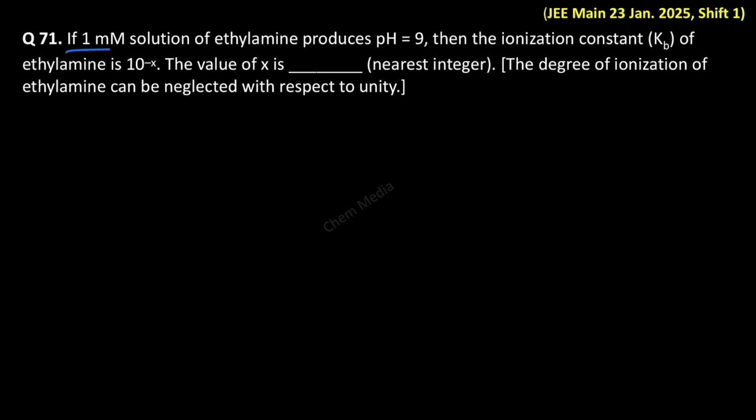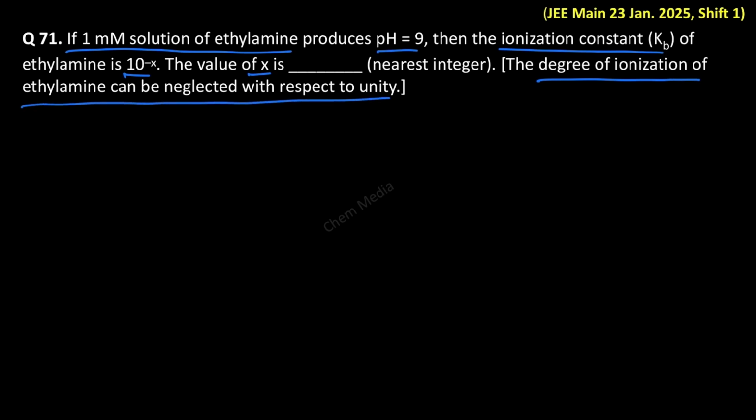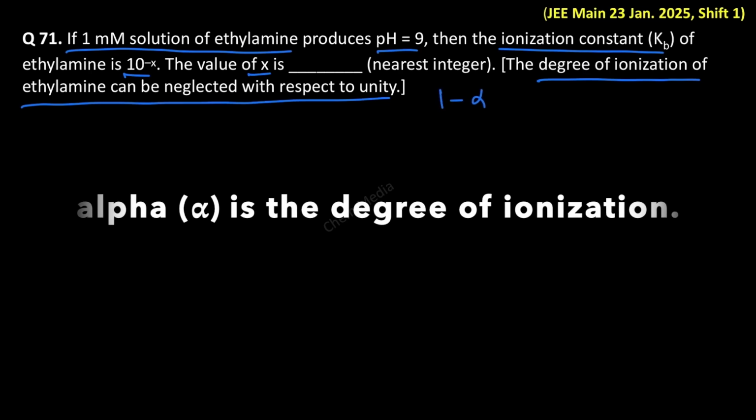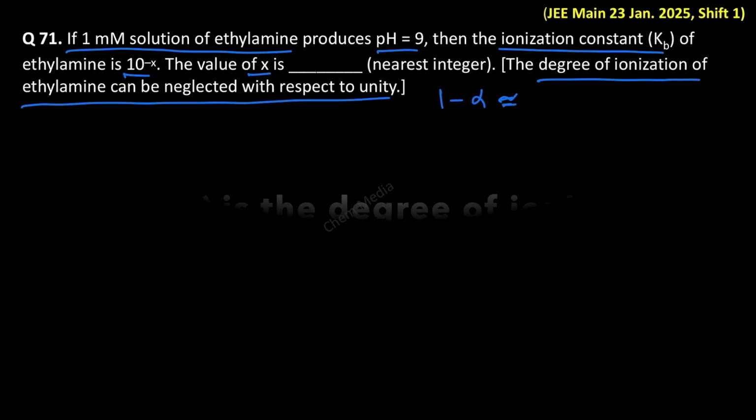If 1 millimolar solution of ethylamine produces pH equal to 9, then the ionization constant Kb of ethylamine is 10 to the power minus x. What is the value of x? We have to find out the nearest integer, and the condition given is degree of ionization of ethylamine can be neglected with respect to unity. So, this means if it is 1 minus alpha, we can take that approximately equal to 1.